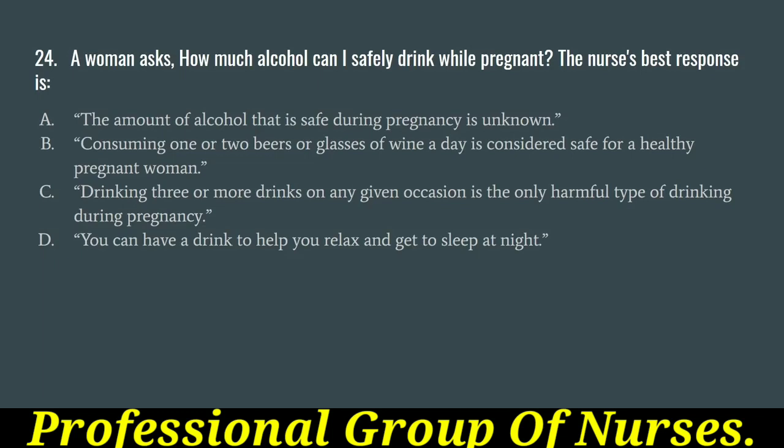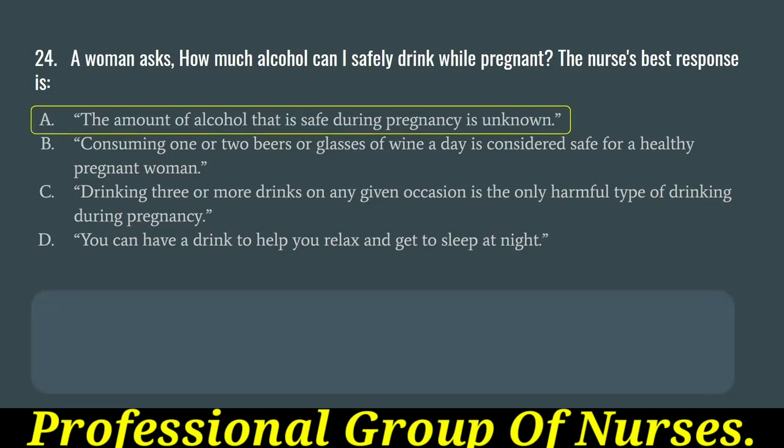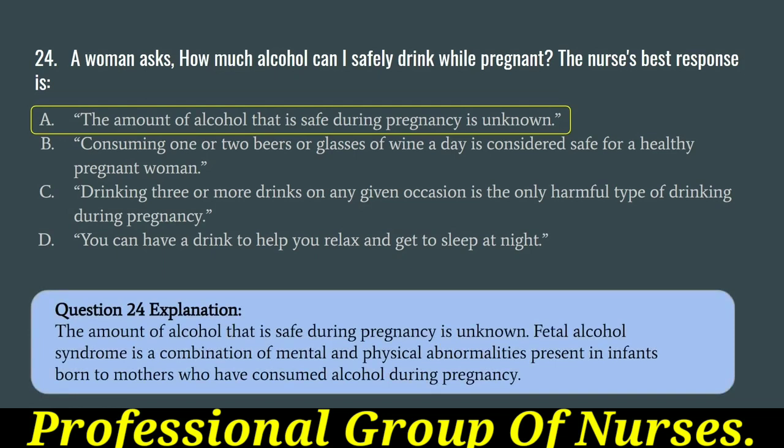Answer: A. The amount of alcohol that is safe during pregnancy is unknown. Explanation: The amount of alcohol that is safe during pregnancy is unknown. Fetal alcohol syndrome is a combination of mental and physical abnormalities present in infants born to mothers who have consumed alcohol during pregnancy.